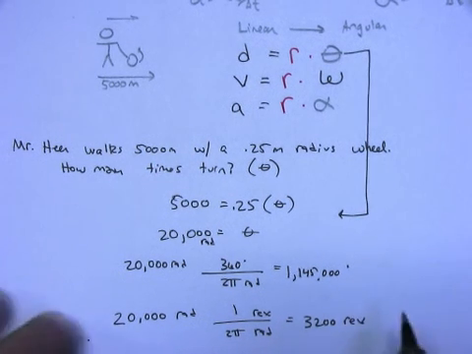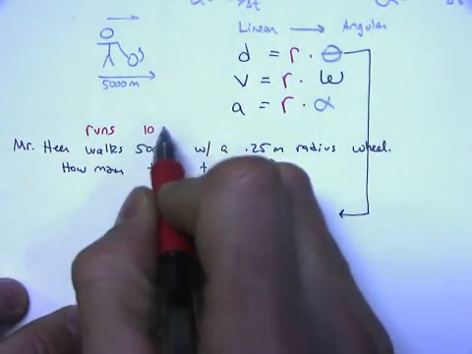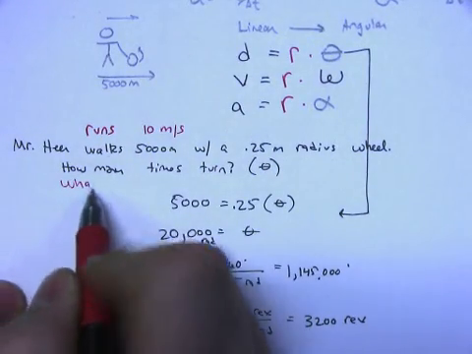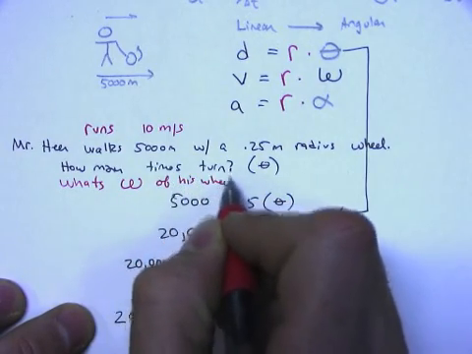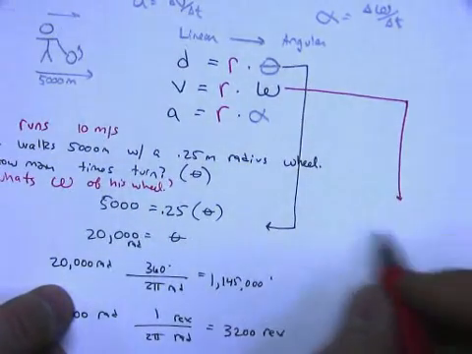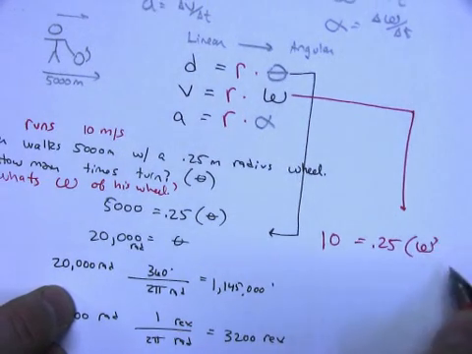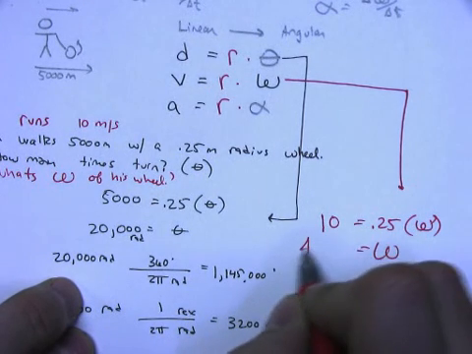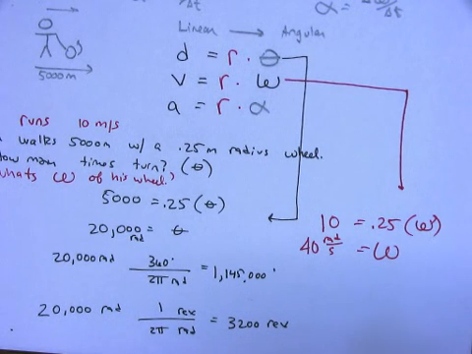Right? Now I could do the same thing. I could say Mr. Hare runs at 10 meters per second. What's the angular velocity of his wheel? So here's a different problem, but I'm going to use this equation. I'm running at 10 meters per second. The radius is still the same. What's my angular speed? So my angular velocity is going to be 40 radians per second, right? Radians per second.